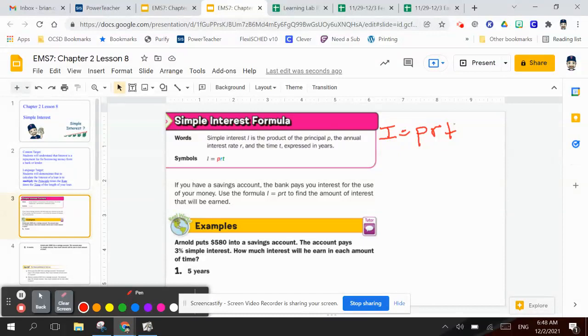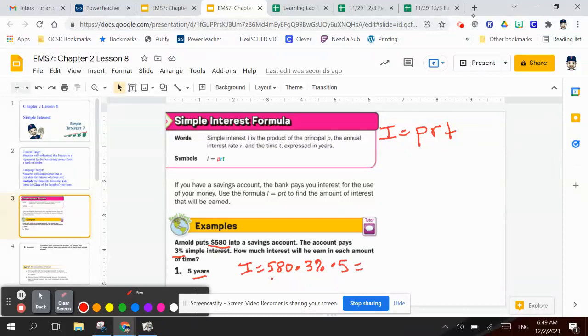interest you've earned. So example number 1: Arnold puts $580 into a savings account. The account pays 3% simple interest. How much interest will he earn in each amount of time? So if he has 5 years, to find that out, my interest is the principal, how much money I have, $580, times the rate. The rate is 3%, times the length in years, which is 5.